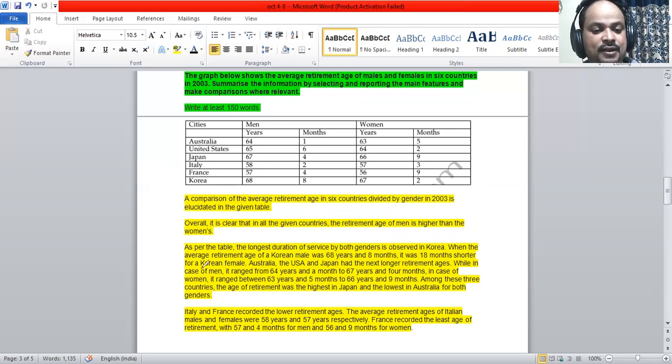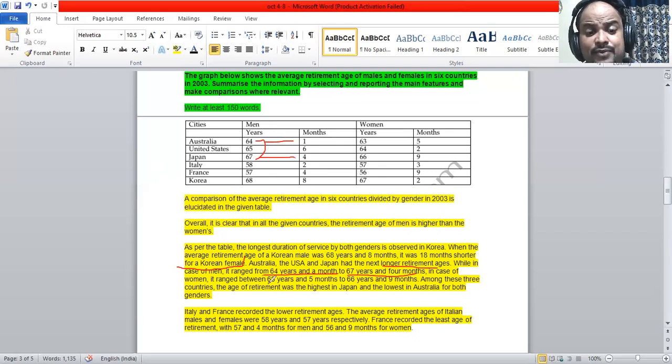Then we have cleared the Korean story. Then we have to go ahead with the Australia, USA, and Japan. The next longer retirement ages. Australia, the USA, and Japan had the next longer retirement ages. Well, in case of men, it ranged from 64 years and a month to 67 years and 4 months. So 64 to 67 here. So this is the thing here.